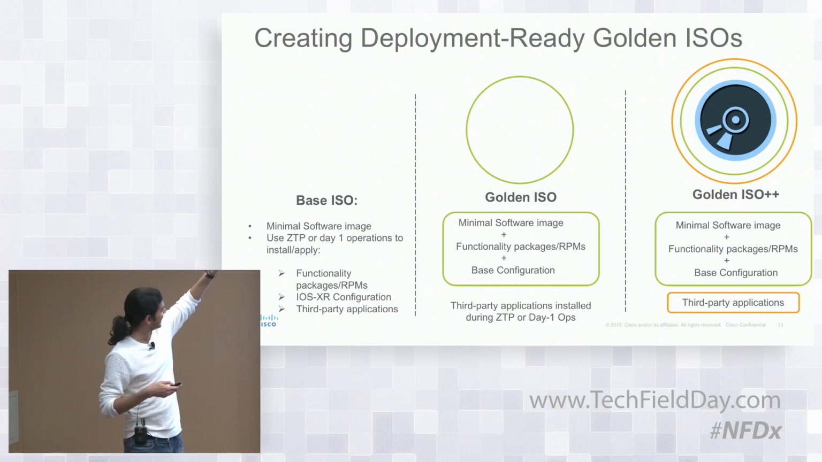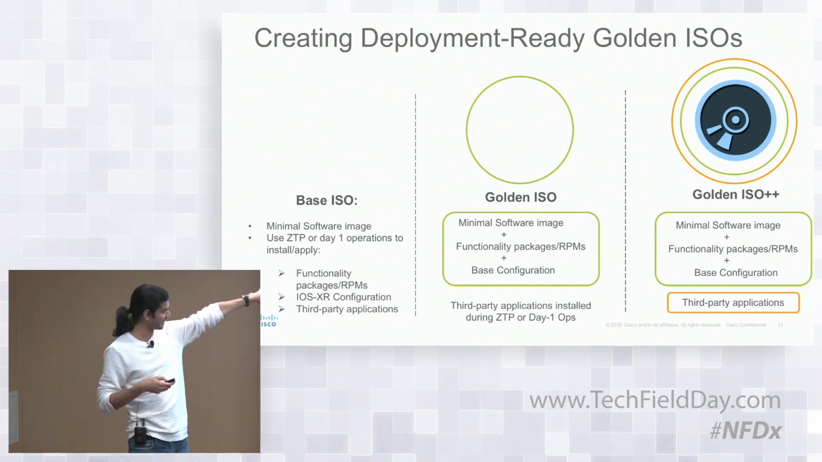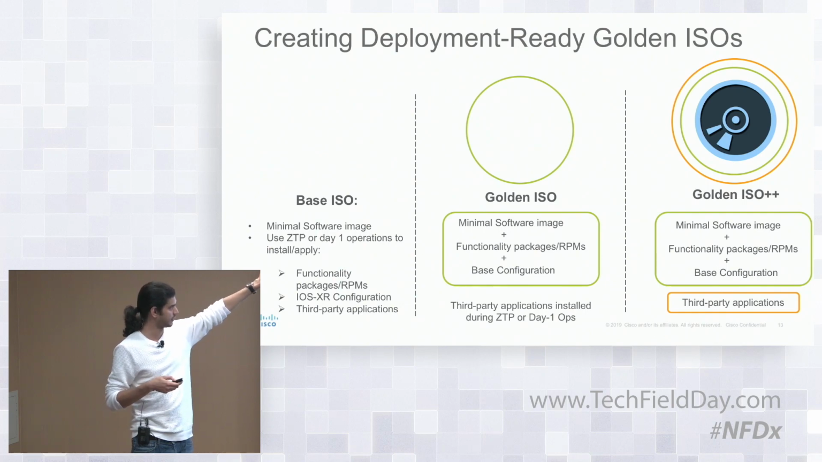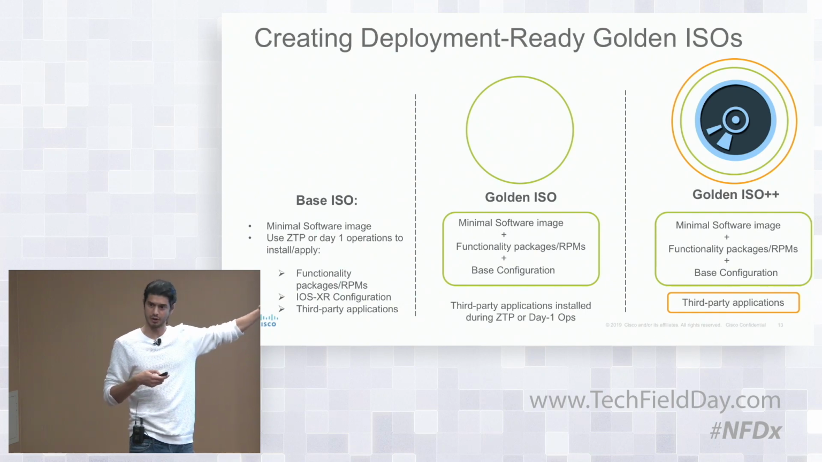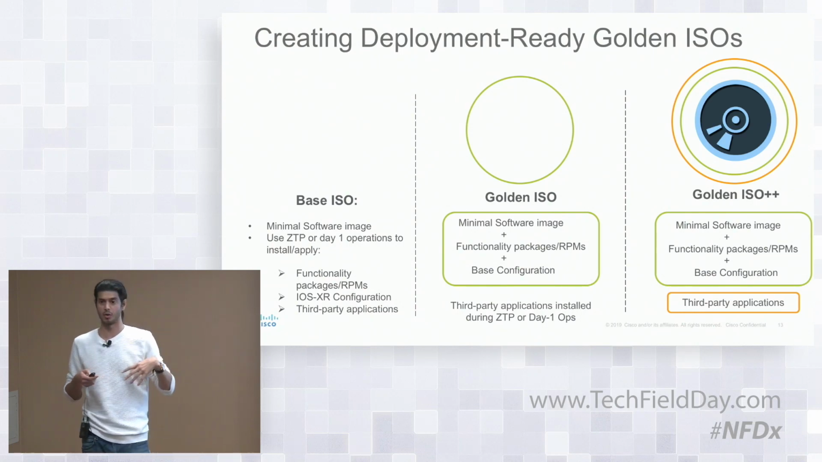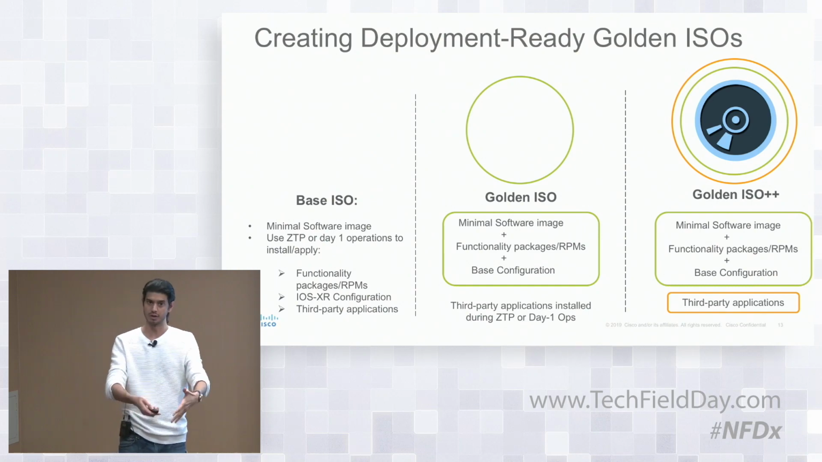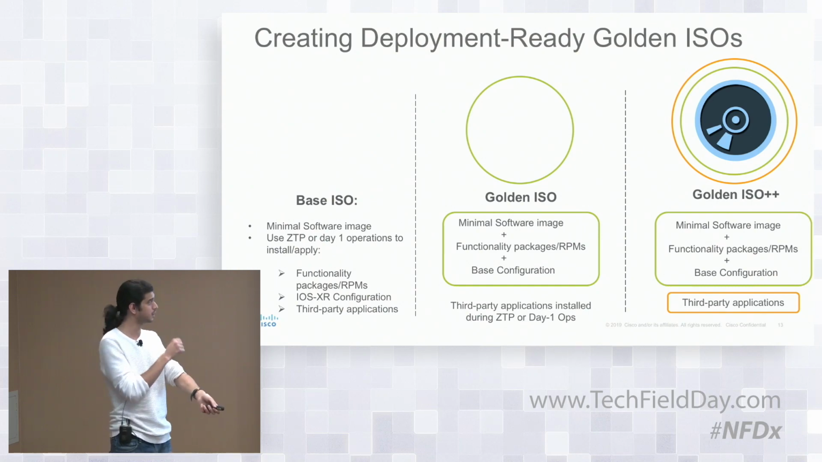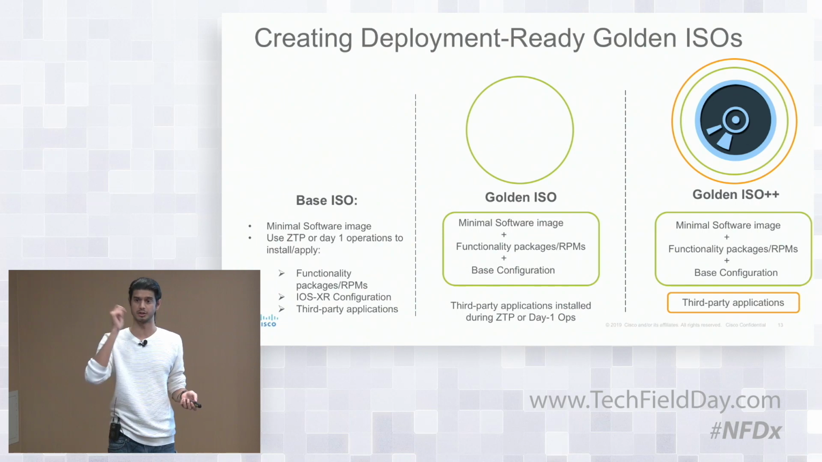But so you can start basically creating a golden ISO that allows you to have a certain combination of configurations and RPMs along with the base image. And the next set of items that we are working on as part of the golden ISO evolution is that we'll also be allowing third-party applications and RPMs to be installed as part of the golden ISO creation.